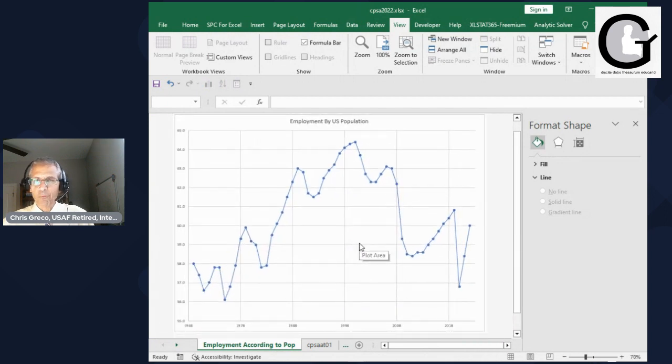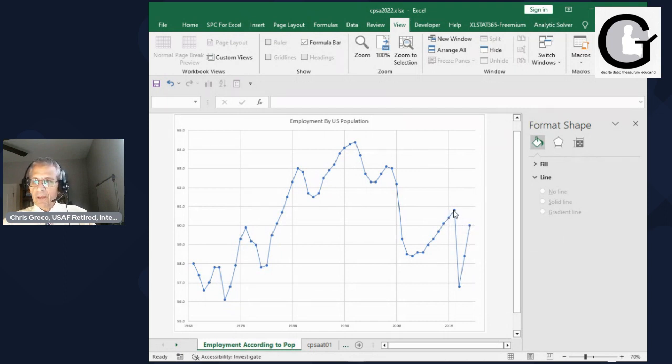This is the employment by US population from around 1948 or 1969 all the way through to 2022. Now take a look at this for a second. Look at these areas. This is 1979. We had a 59.9% employment rate. Look at this. In 2000, we had a 64.4% employment rate. That's huge. Look at what we have here. This is the most current one, 2022, 60.